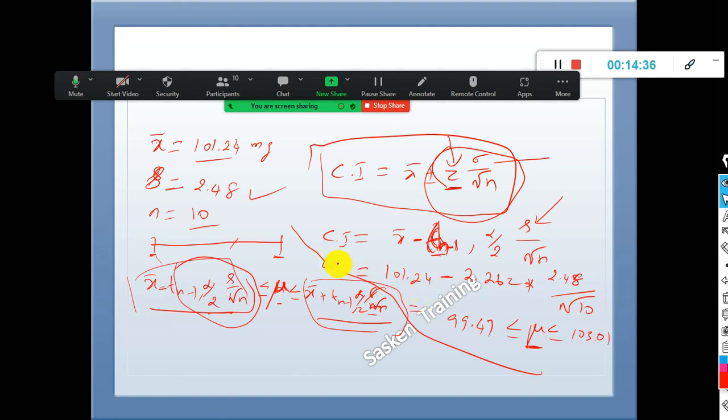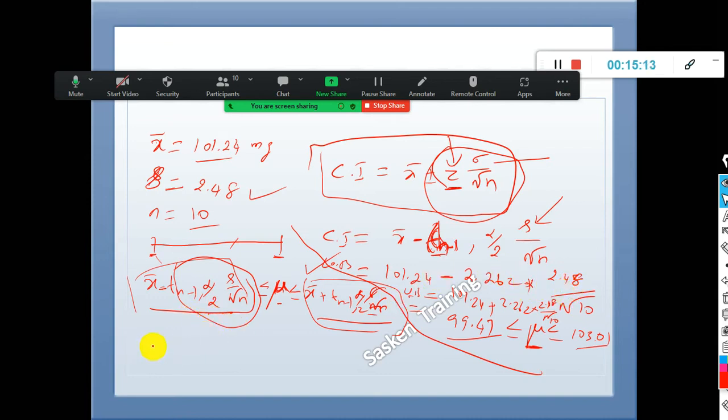This is the lower bound. The upper bound is nothing but 101.24 plus 2.262 into 2.48 divided by square root of 10. So with the lower bound, when I plug in the values and solve this, I get this one. For the upper bound, if I plug in these values, I get this value. So what is the error here? The margin of error is 1.77.